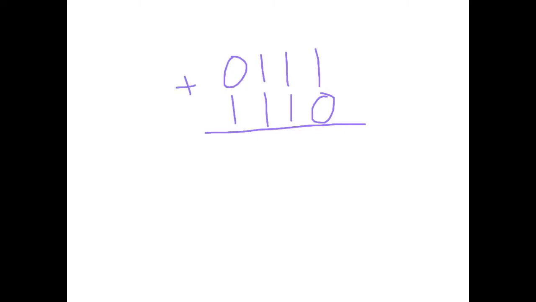Okay, so a 1 and a 0 is 1. 1 and a 1 is 0, carry the 1. 3 1s is a 1, carry the 1. We've got 2 1s and a 0, so that is 0. I'm carrying the 1 across to the next column, and I carry that down.